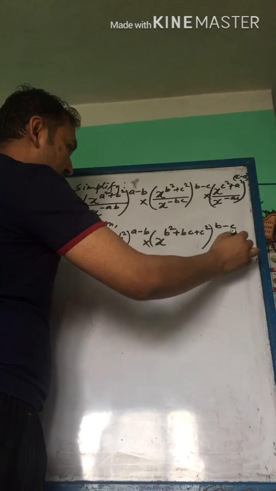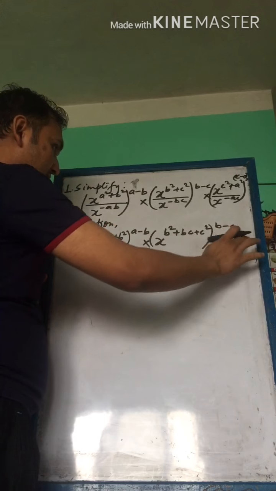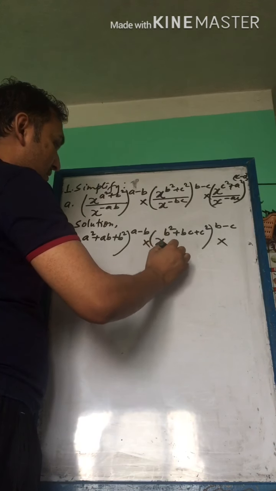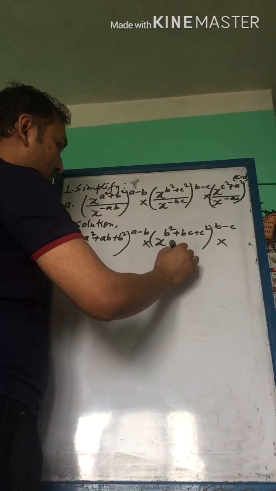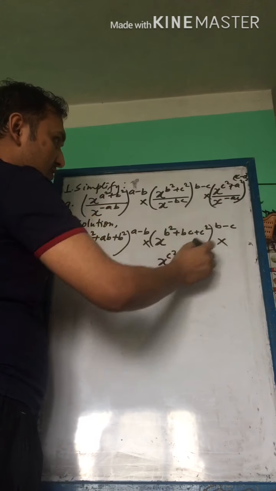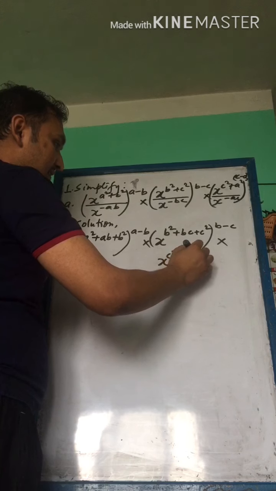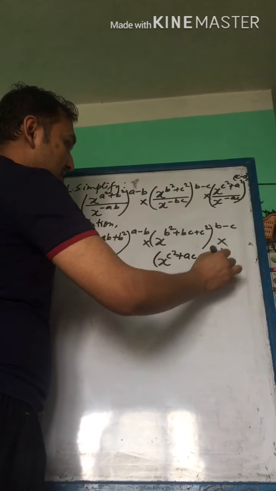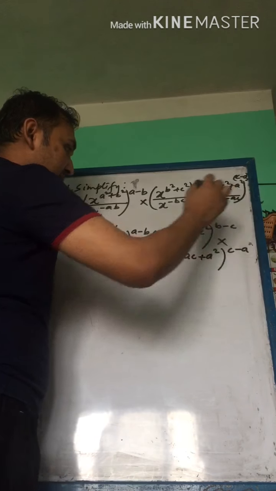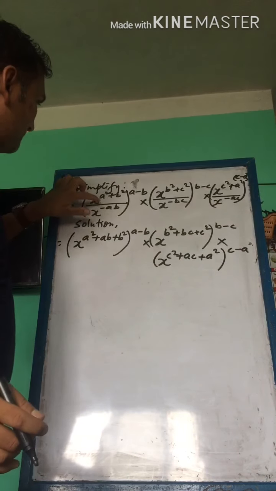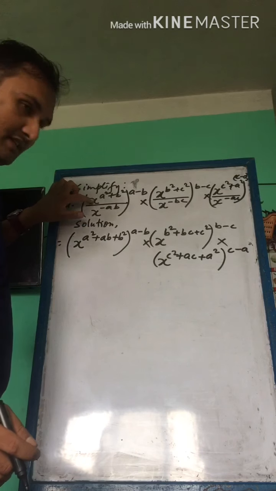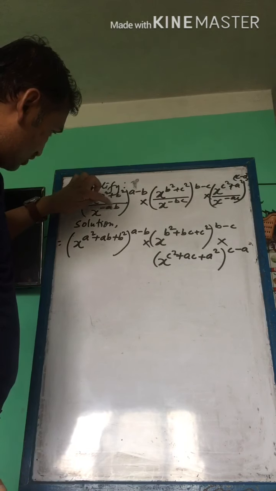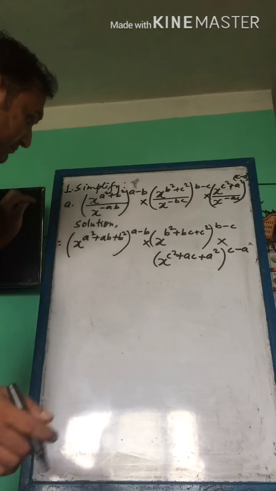Let me write this down here, x to the power c square plus, when it has a minus ac in the denominator, when it goes up, plus ac, plus a square whole to the power c minus a. Nothing I have done, I have just divided it. They have the same base and are in division form. Then keep the base same and subtract the power to get the result.